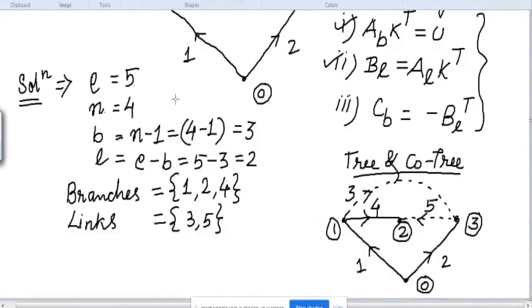So the second one is done. Now let us go to the third one. So the third one is CB into K transpose. CB is equal to minus BL transpose.